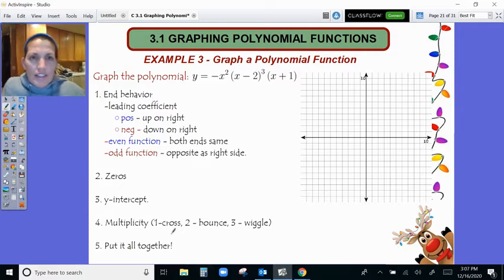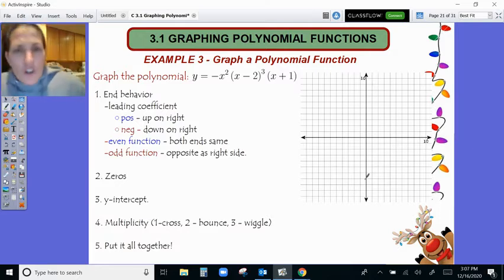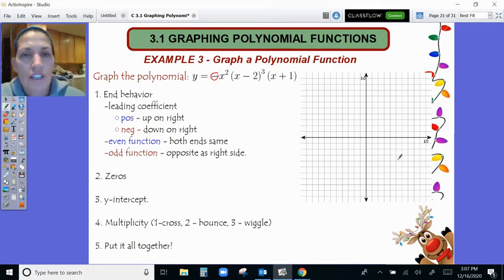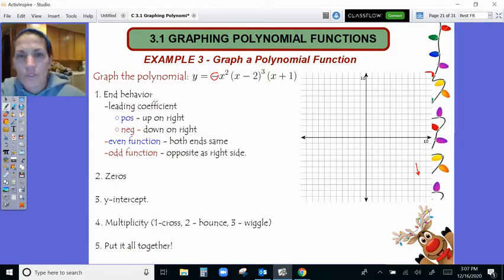All right, so let's try this again. You might want to pause this and try this on your own and see how you do, okay? All right, so this is already in factored form. So let's look at our end behavior. We have a leading coefficient that's negative. That means on the right-hand side, it is going down, okay?